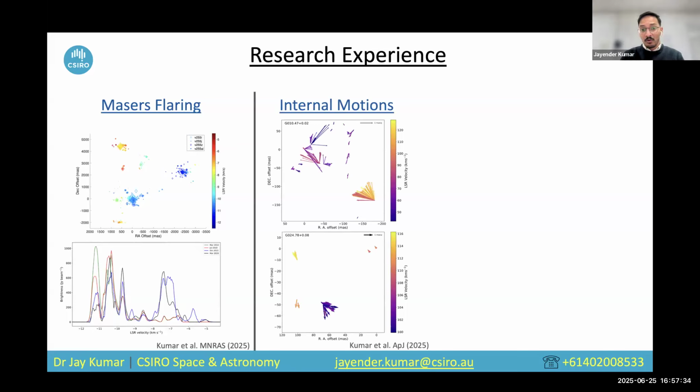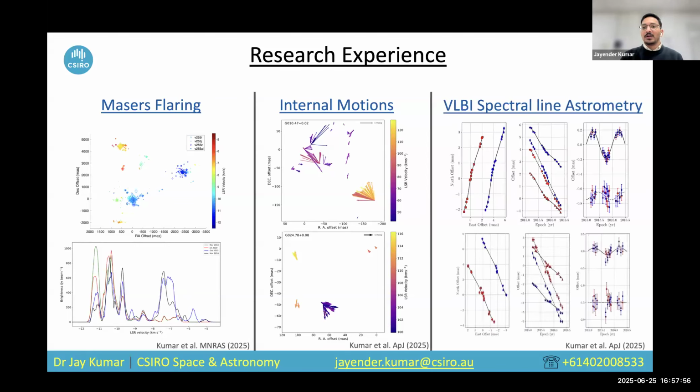The plot in the middle is the internal motions of the masers. This is G10 and G24 as the label suggests, and these are both water masers. So I have done work in measuring the internal motions of the different maser spots in a cloud. On the right hand side is what most of my research work has been dominated by, which is doing the astrometry, VLBI astrometry, with both water masers as well as the methanol masers.